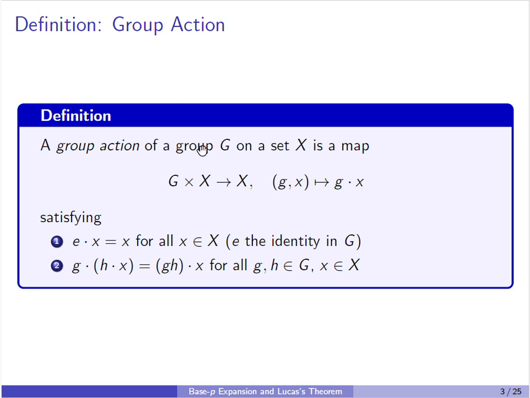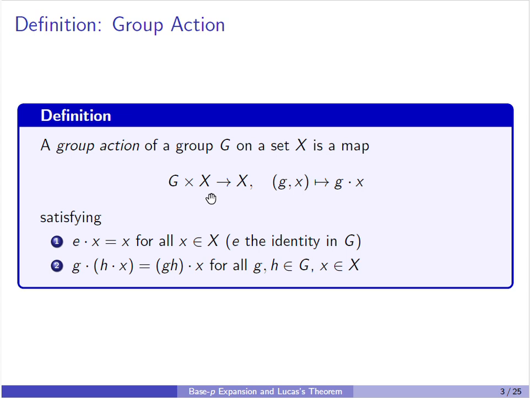Well, if you have a group G and a set X, a group action is just a map from G cross X to X. So essentially, it takes an element of the group and an element of the set X and gives you a new element of the set X. Well, it could be a new element, it could be the same element. But you take a group element and an element of the set, and you get an element of the set.